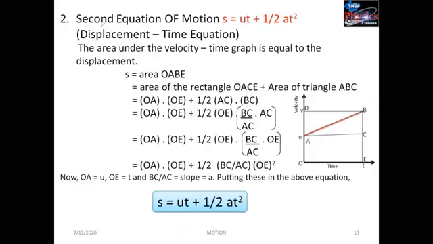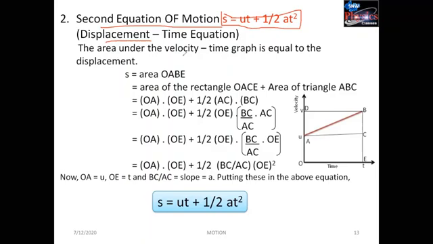Now we will derive the second equation of motion, that is S equal to UT plus half AT square. ठीक है, सेकेंड इक्वेशन ऑफ मोशन क्या है हमारा? S is equal to UT plus half AT square. It is also known as displacement time equation.